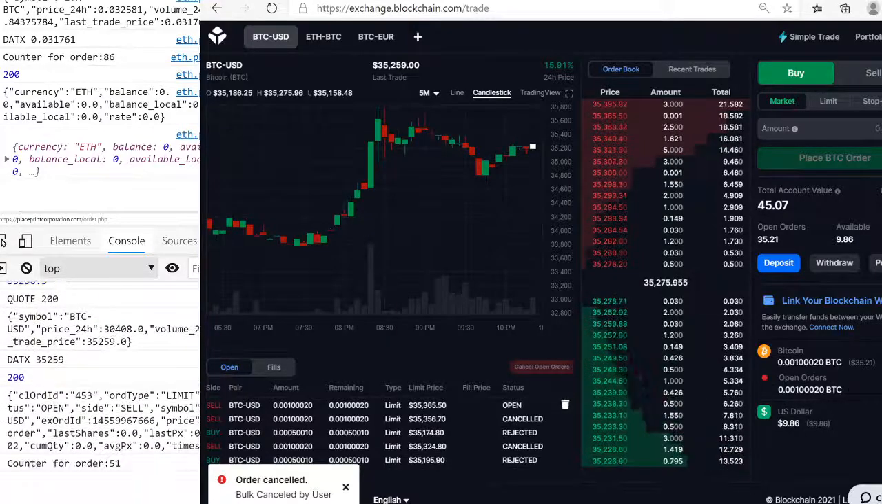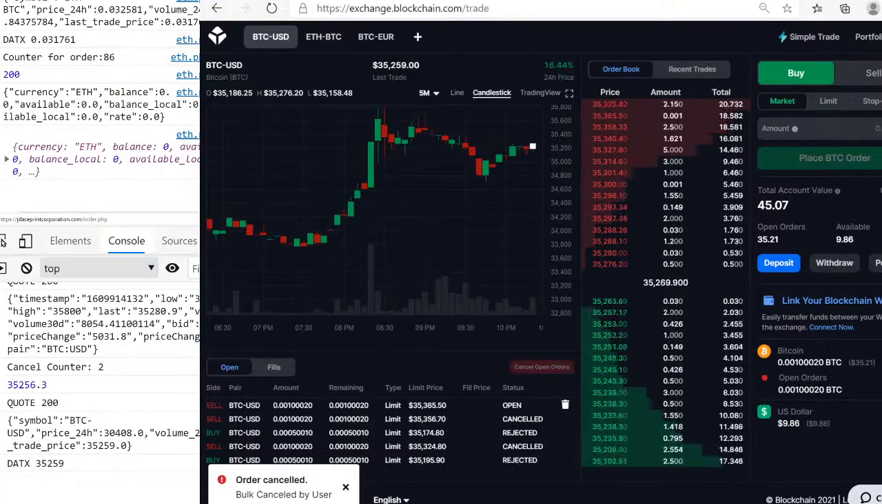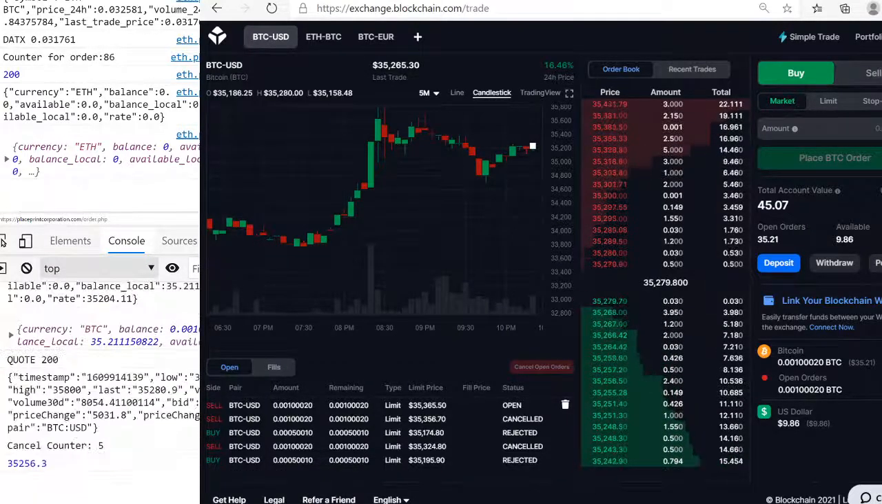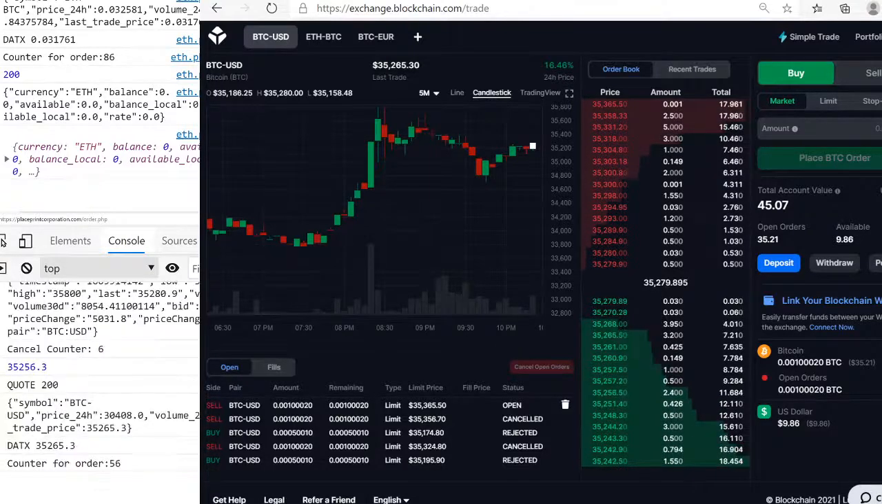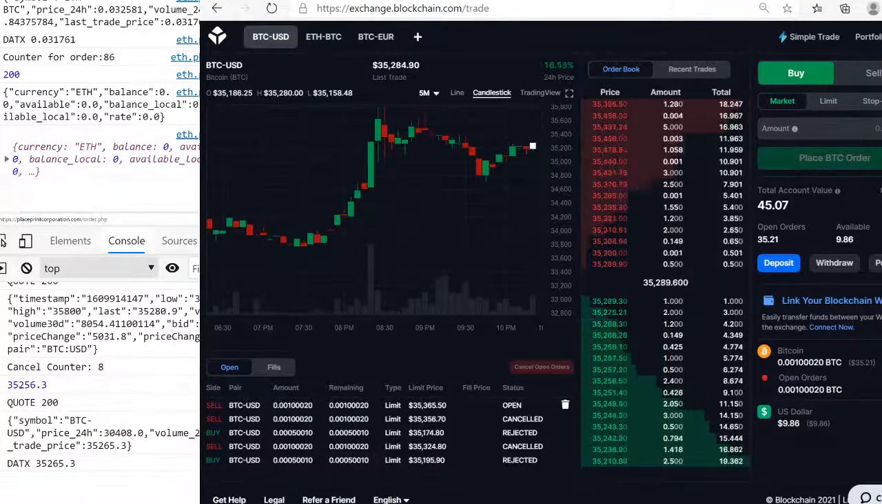Order canceled. New order comes in to sell at 35,365. So it was at a price of 35,324, and they canceled it. Now it's at 35,365 because the market's trying to rally. If the market's rallying, it might be nice because we might get a little more profit than we would have otherwise. So that's really cool.